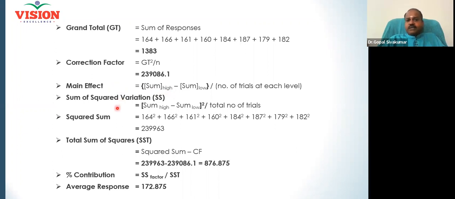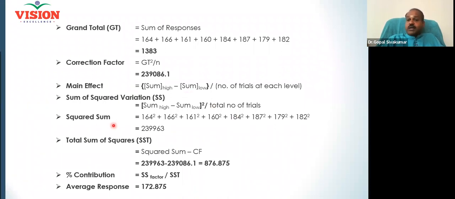Now proceeding with sum of squared variation. This is a statistical measure which you need to understand. The variation is sum high minus sum low. Sum high minus sum low is squared, divided by the total number of trials. Total number of trials or total number of experiments is how many? 8.